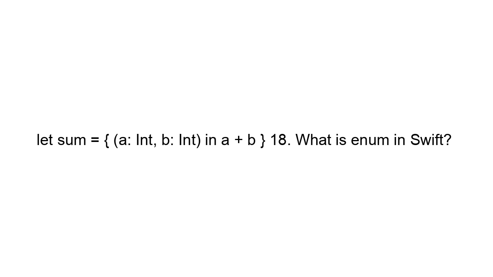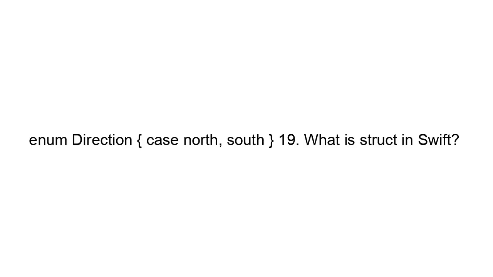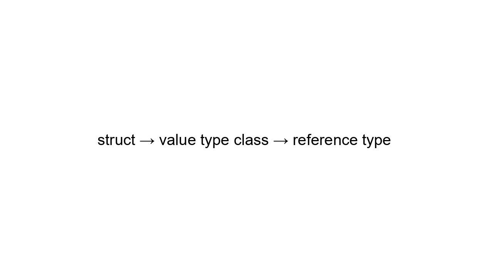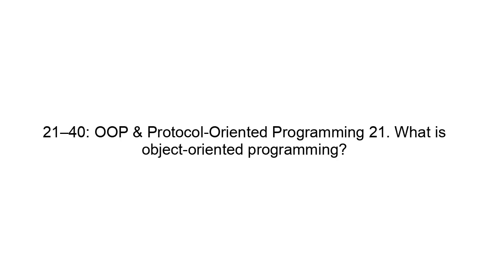17. What is enum in Swift? Group of related values. Example: enum Direction { case north, south }. 18. What is struct in Swift? Value type used to model data. 19. Struct versus class. Struct means value type. Class means reference type.